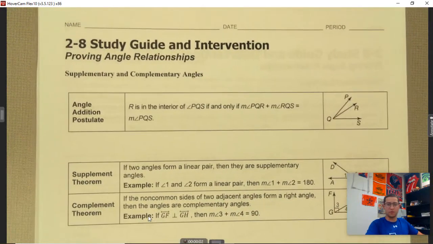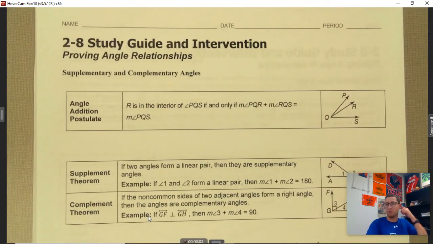Okay, so here we are at 2-8. I probably cut off my previous video there just because I realized it was the exact same problem.